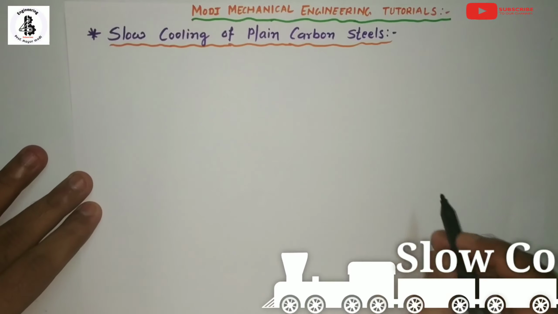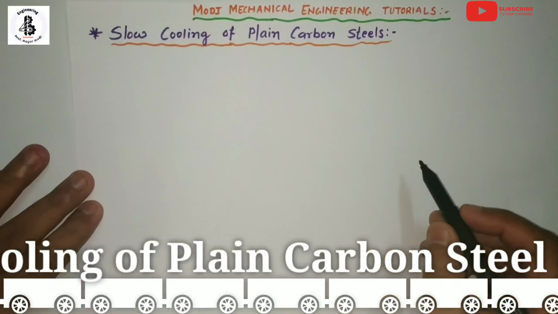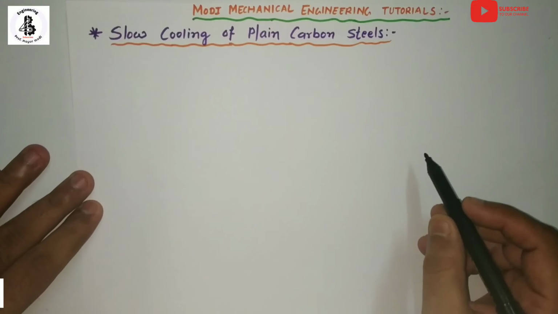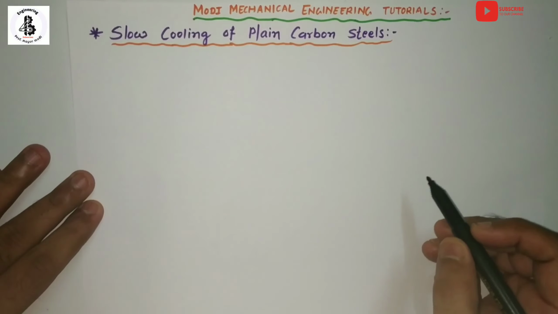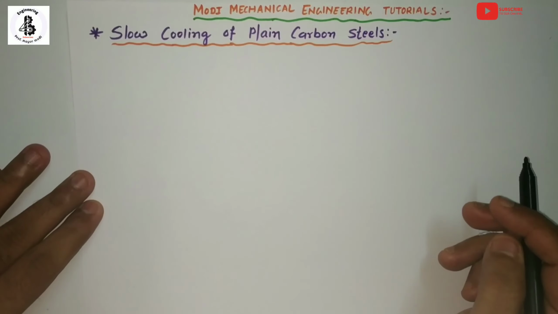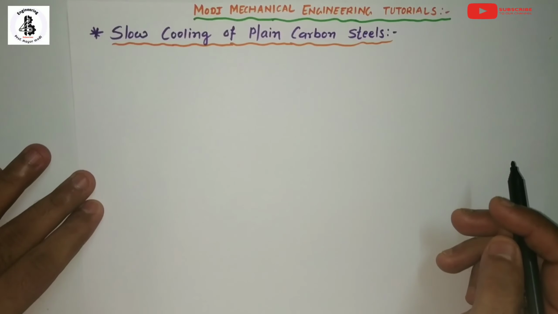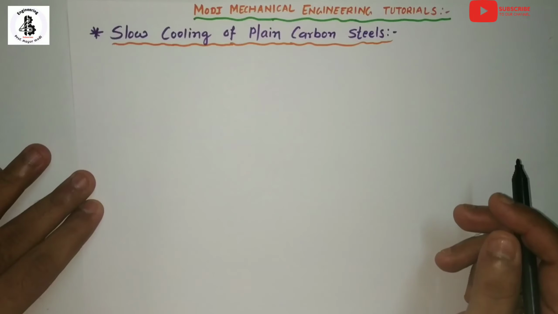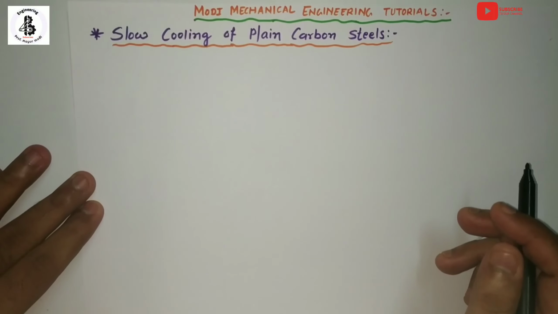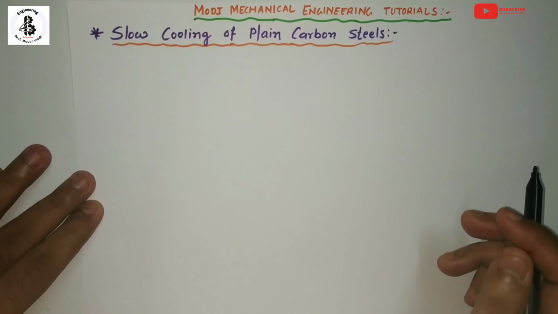In this video I would like to explain slow cooling of plain carbon steel. Basically, the steel portion of the iron carbon diagram is of the greatest interest, and the various changes take place during very slow cooling. So, from the austenite range, several steels are to be discussed here. Let us start to draw the iron carbon diagram for the steel category.